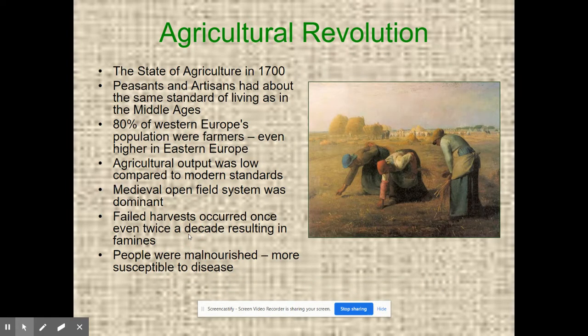So basically, life before the proto-industrial revolution, which is really an agricultural revolution, is that society hadn't changed much since the time of the Romans. 80% of the population, just like you saw in the early United States, were agrarian, and now it's going to shift. It was 80% in Western Europe, even higher in Eastern Europe, and that's going to continue all the way into the 20th century. And they basically operated under the same medieval concepts.